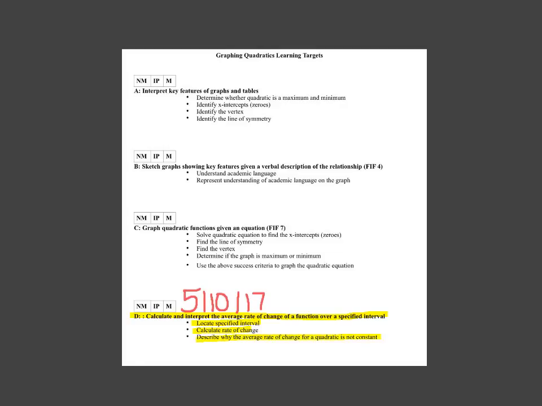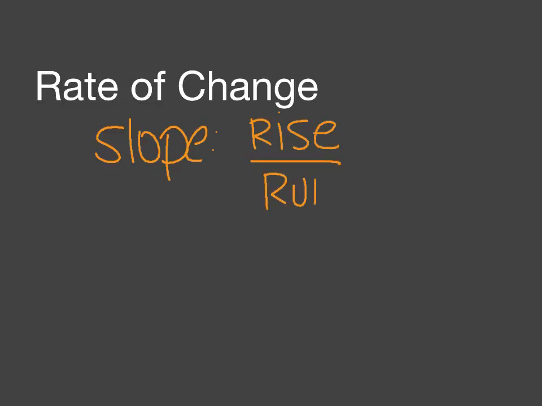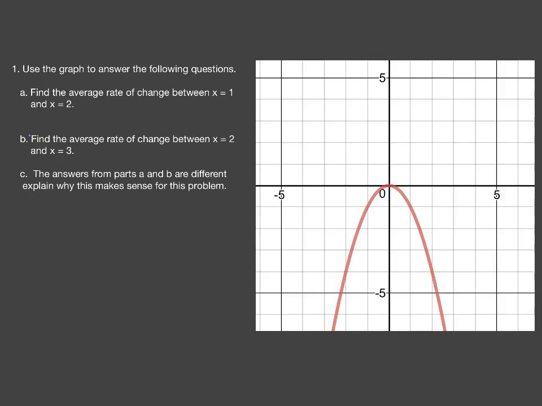Now go ahead to your graphic organizer sheet and let's identify rate of change. Rate of change we used last semester or last year, which is also called slope, which is going to be rise over run. Alright, so whenever you see rate of change, that always means slope. So this one says use the graph to answer the following questions.